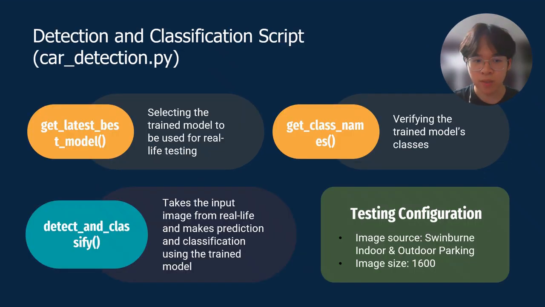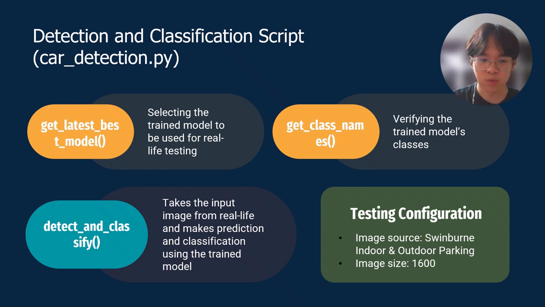So right now we will head into the detection and classification script, which will use the pre-trained model that we just did in the training script. Then we will use this script to use real-life testing images to see whether the trained model is capable of doing so or not.